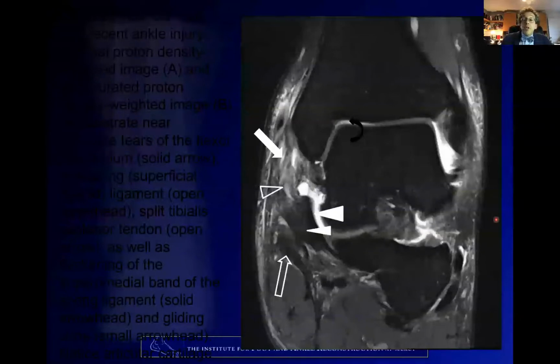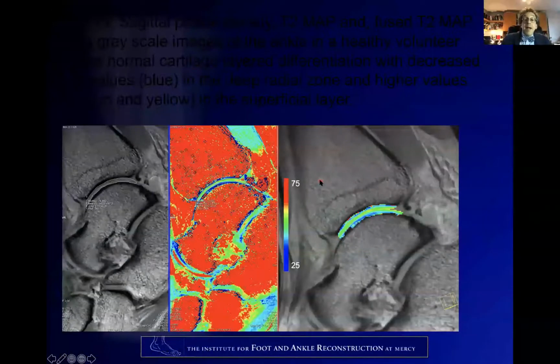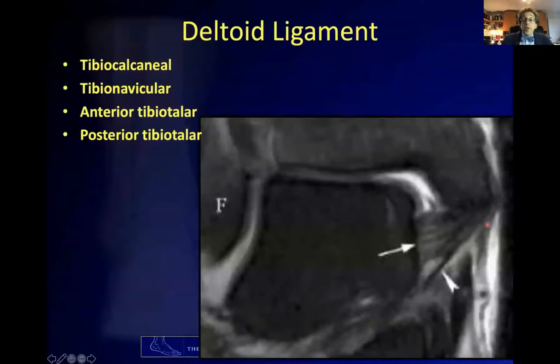These are other images that demonstrate the fine detail of the fibers of the medial complex. And here we have a special cartilage mapping that you could see the different layers of the cartilage on the 3T MRI. So let's look at specific structures now.